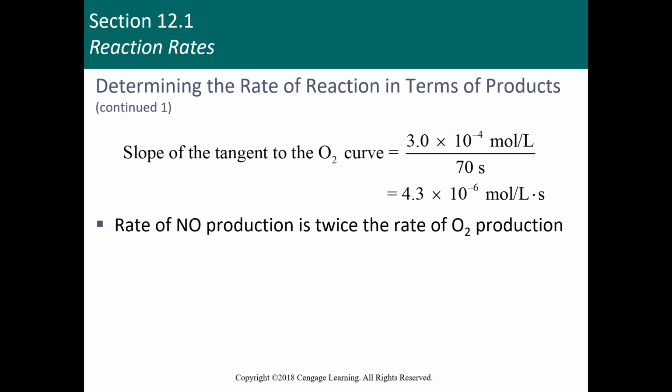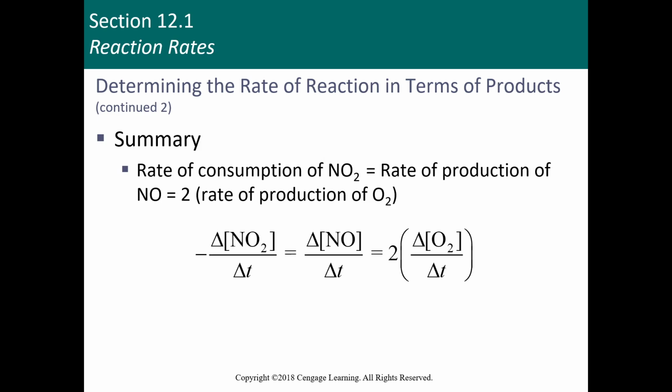All right. So again, the rate of the NO production is twice that of the rate of the O2 production in this reaction. So your rate of consumption of NO2 is going to be the same as the rate of production of NO. Notice the production or consumption is actually telling you the negative and positive signs. Consumption consumes, goes down, that is negative. Production goes up, that is positive.